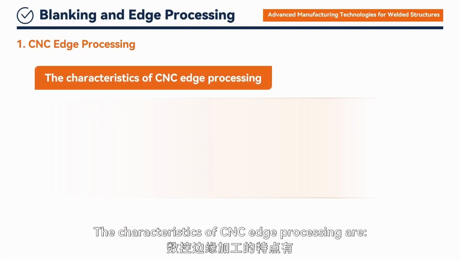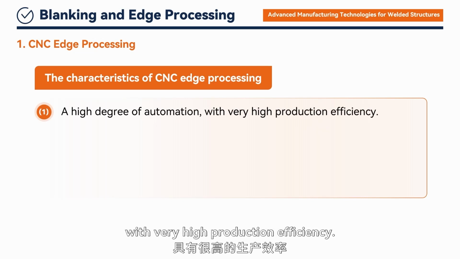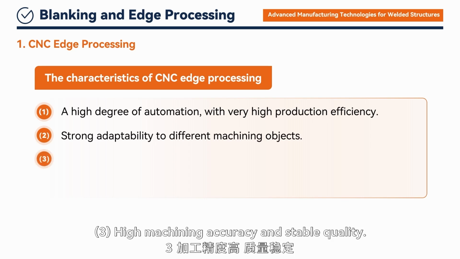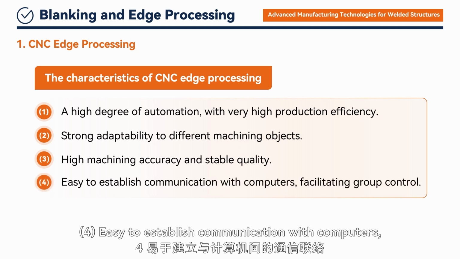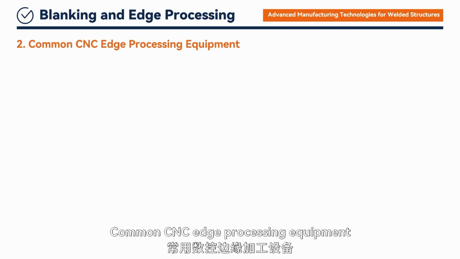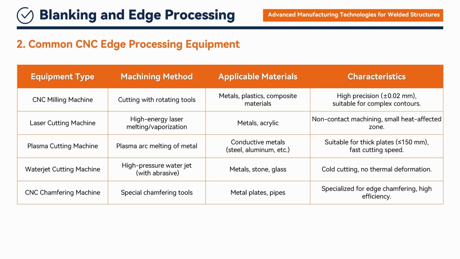The characteristics of CNC edge processing are: 1. A high degree of automation, with very high production efficiency. 2. Strong adaptability to different machining objects. 3. High machining accuracy and stable quality. 4. Easy to establish communication with computers, facilitating group control. Common CNC edge processing equipment is shown in the diagram.